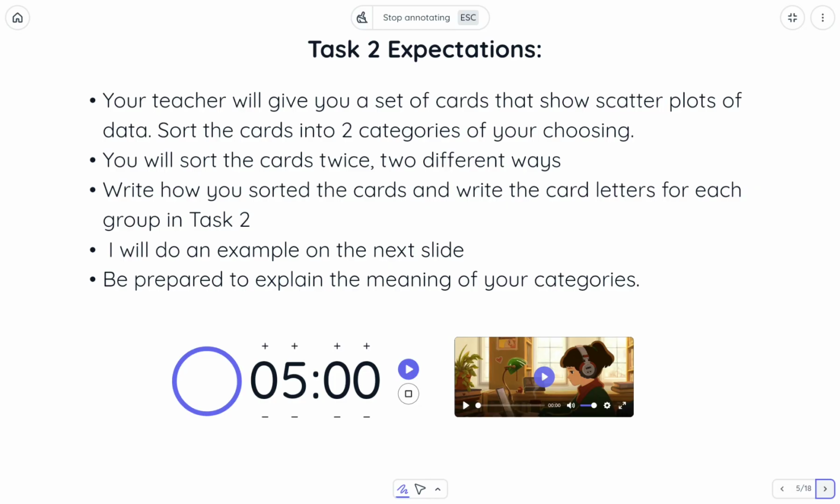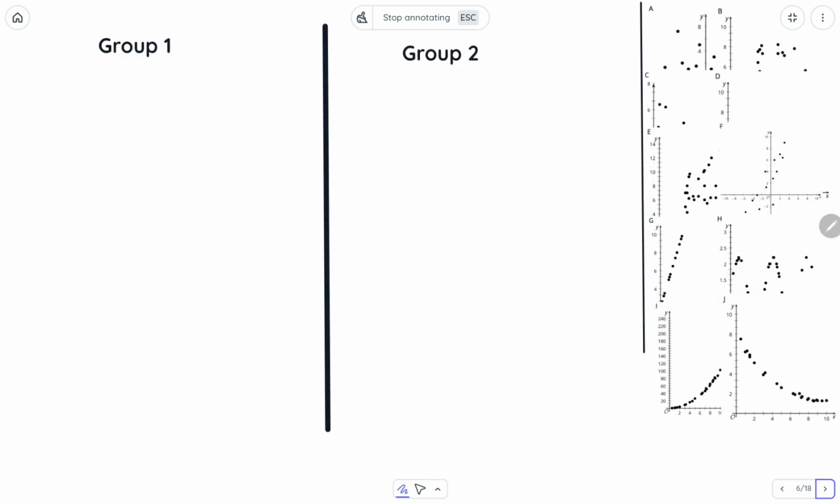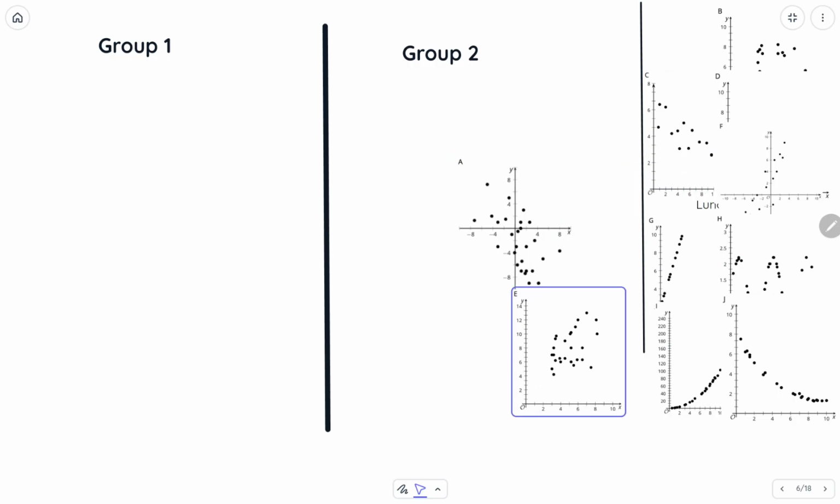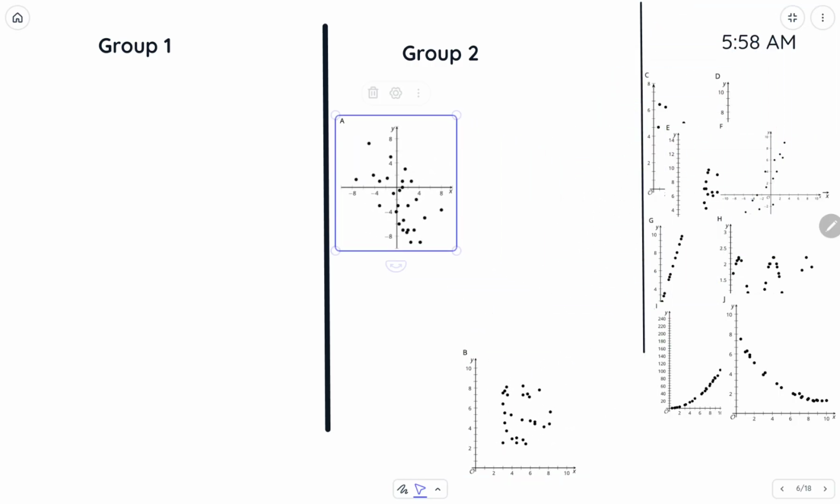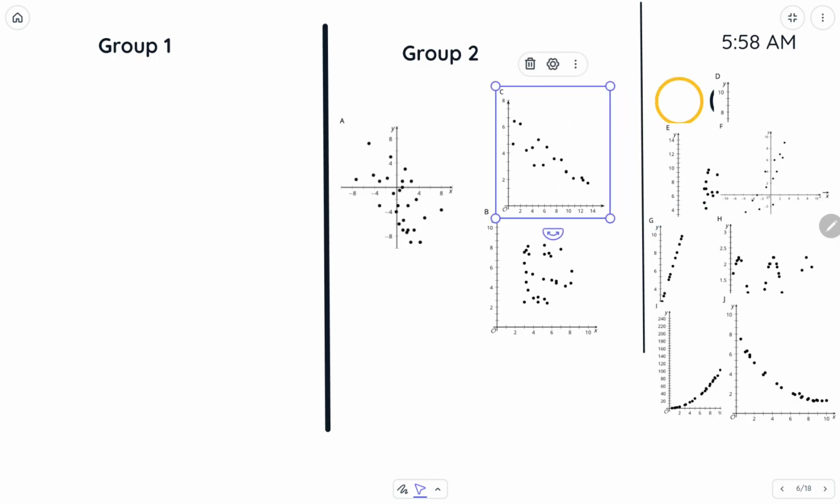All right, so let's move on and look at the actual. Okay, so on the right are the cards that you would have gotten, and you were supposed to organize them into 2 separate categories either way, however you wanted to with your partners. So let's say that if we looked at some of these cards, we saw that if we compared them, some of them looked random, some of them looked linear, right? Really what they wanted you to notice was that some of them had more precise, more accurate lines of best fit, and some of them had less accurate lines of best fit.